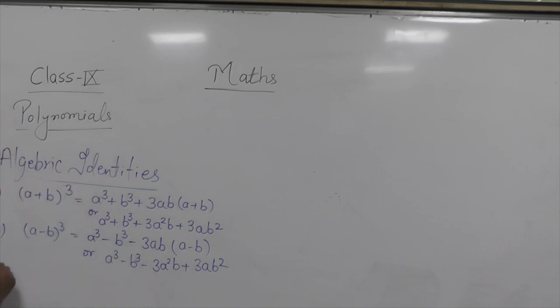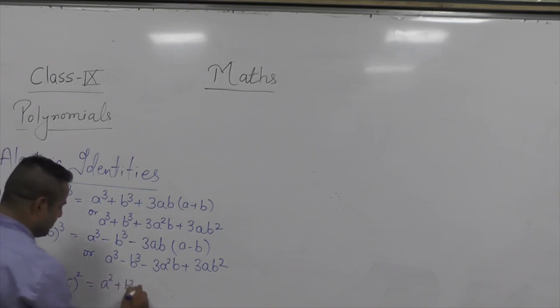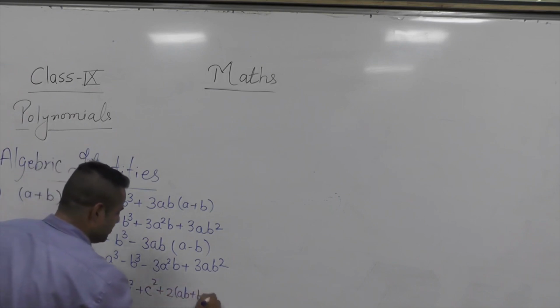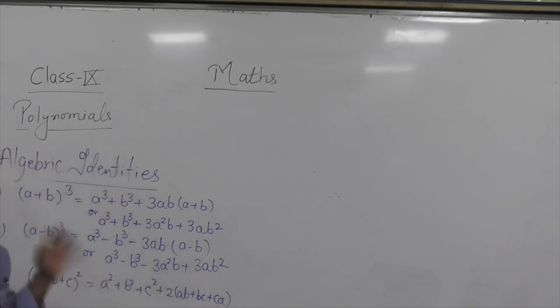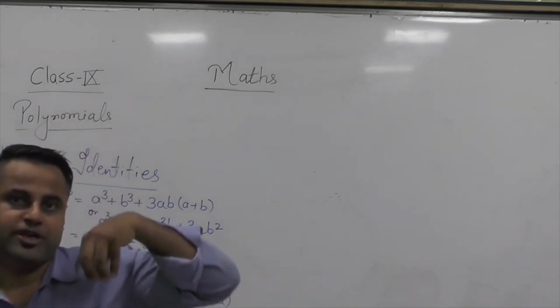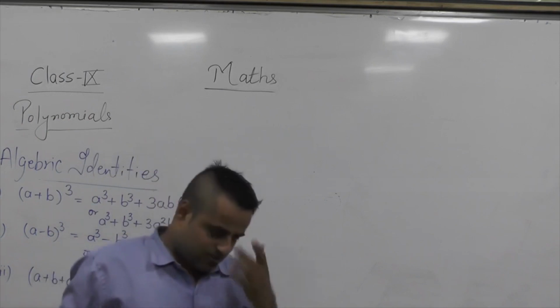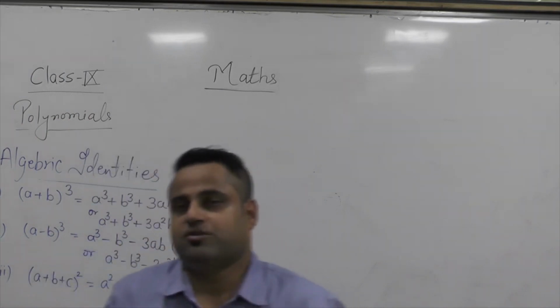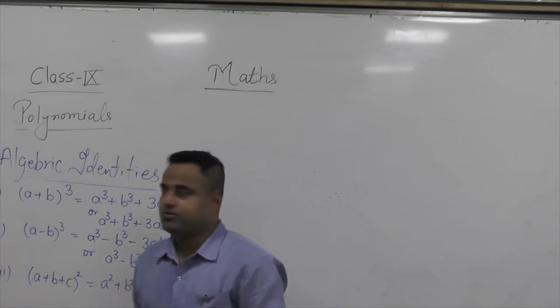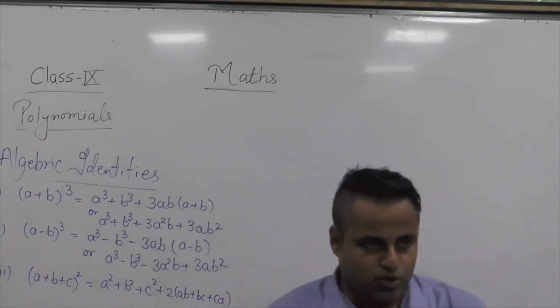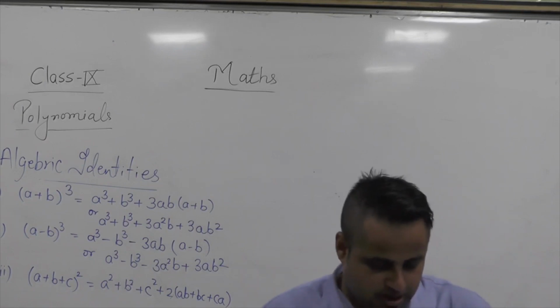Okay. One more identity I am taking here is (a plus b plus c) whole square, that is a square plus b square plus c square plus 2(ab plus bc plus ca). Okay, it is the same as the two-variable identity, like what we did in two numbers whole square. That is the same in three numbers whole square, but here there are more terms because of the third input. Okay.